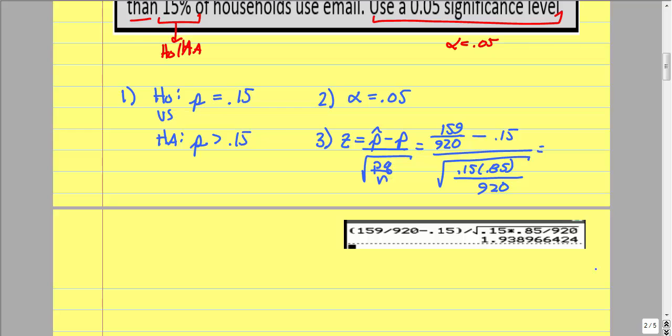Now usually there'll be some directions in my math lab that will ask you how to round it, and with a test statistic they usually say round it to 3 places. So we can see here that this would round to 1.94. The 3 would round up, so this is 1.94. So again, this is my test statistic.